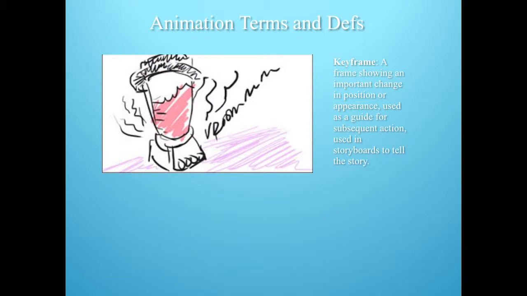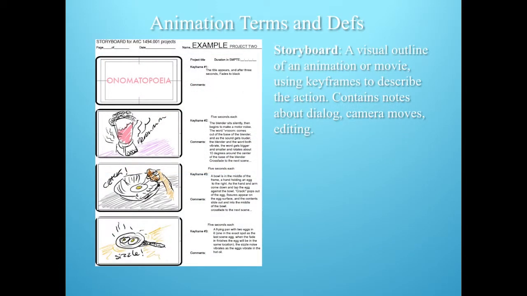A keyframe is a frame which shows an important change in position or appearance. Used as a guide for subsequent action, it's used in storyboards to tell the story. So we've used keyframes in our storyboards. It's like our shorthand outline of the animation. And here is a storyboard.